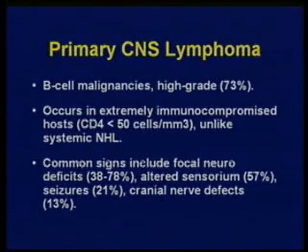Okay. So primary CNS lymphoma, B-cell malignancies, high grade, 73%, occurs in extremely immunocompromised hosts, T-cell count under 50, unlike systemic non-Hodgkin's lymphoma. Common signs include focal neurodeficits, altered sensorium, seizures, cranial nerve deficits. So right away you can see there's a bunch of things that cause similar symptoms, but different etiology. So lymphoma, toxo, right?